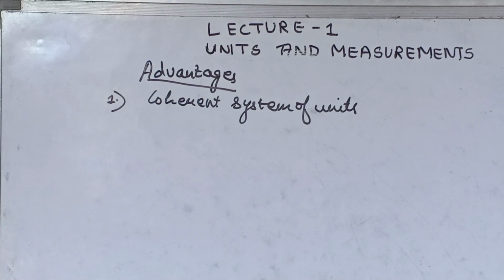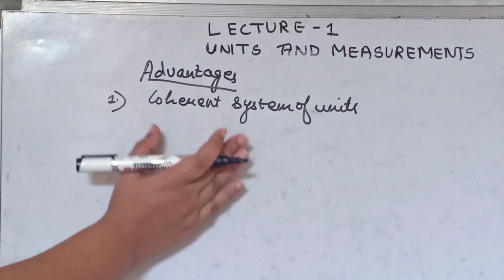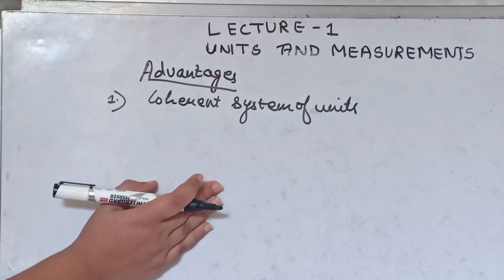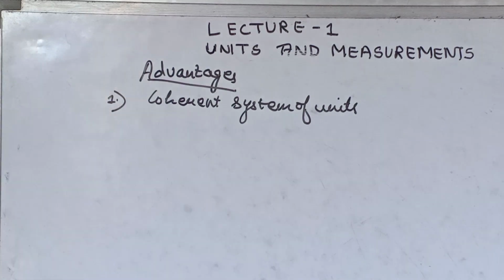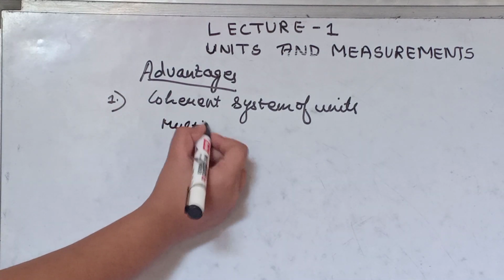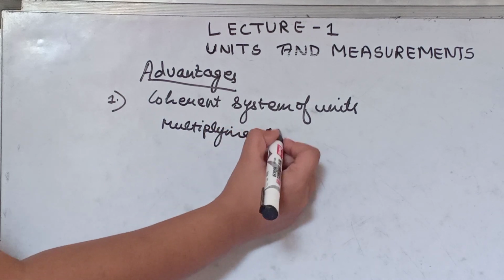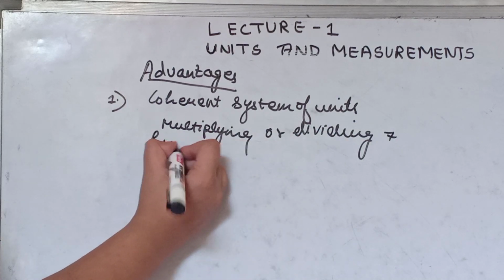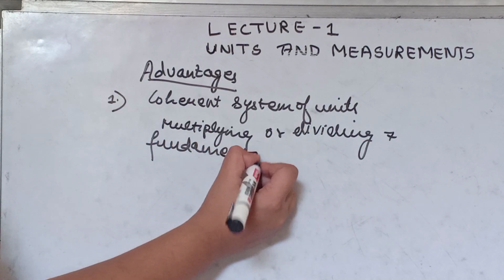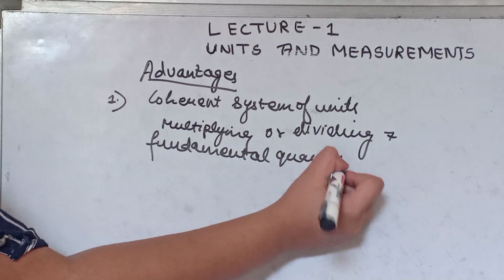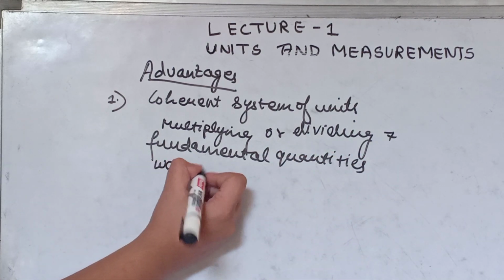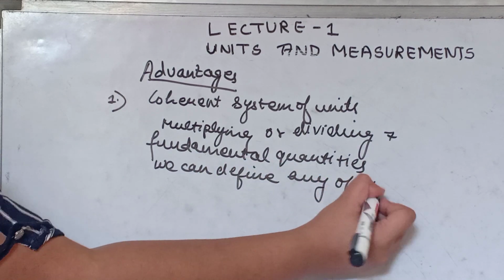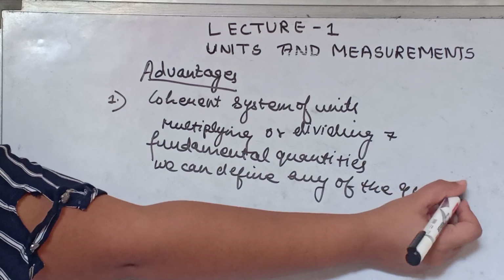This coherent system of units means that we can derive any of the physical quantity by simply multiplying and dividing those 7 fundamental quantities. By simply multiplying or dividing 7 fundamental quantities, we can define any of the quantity which is not fundamental. Fine.